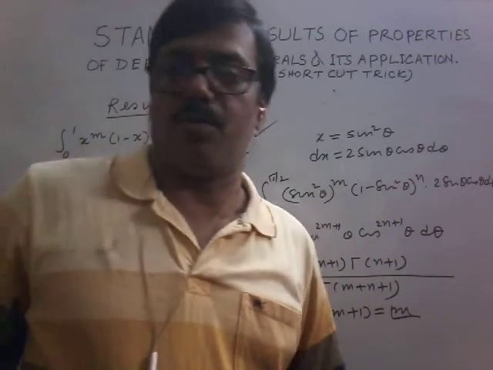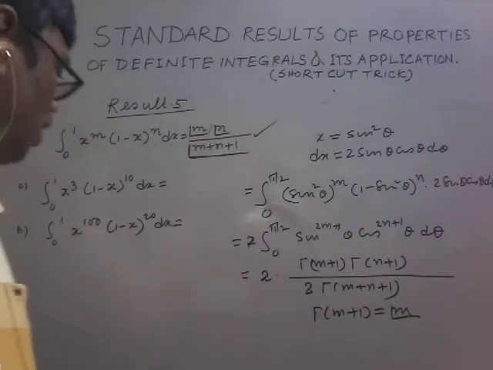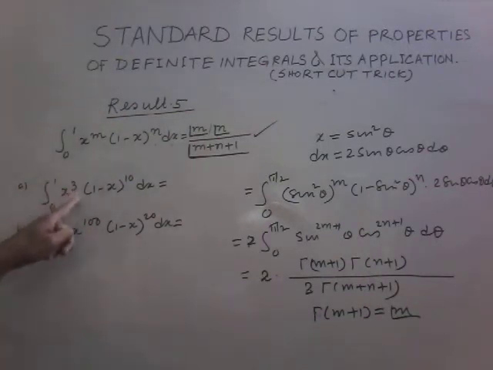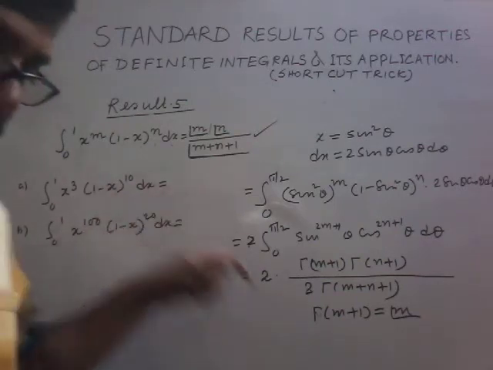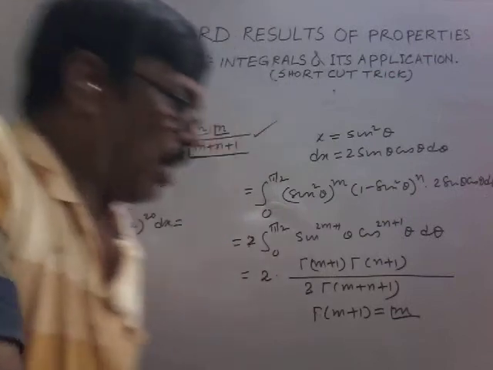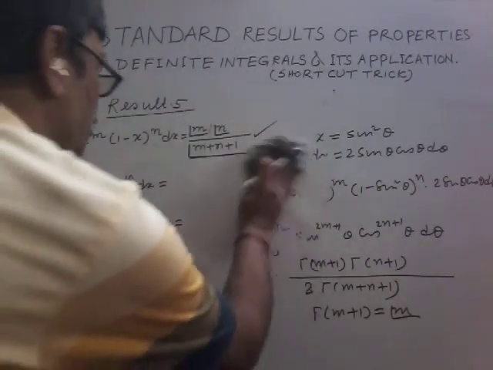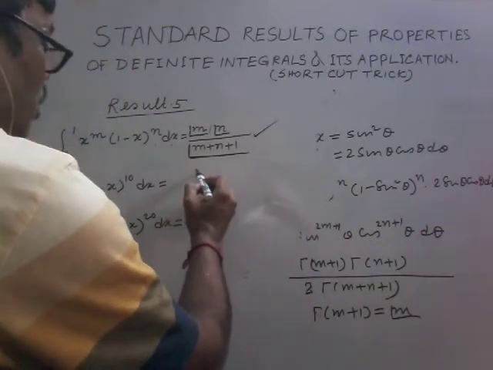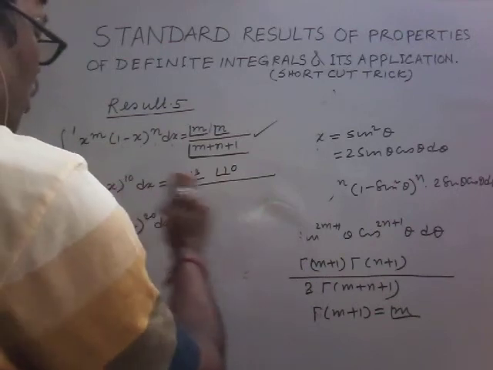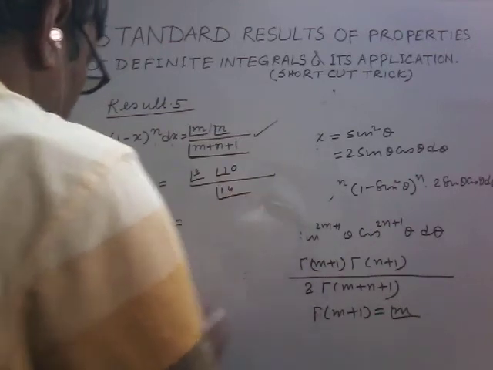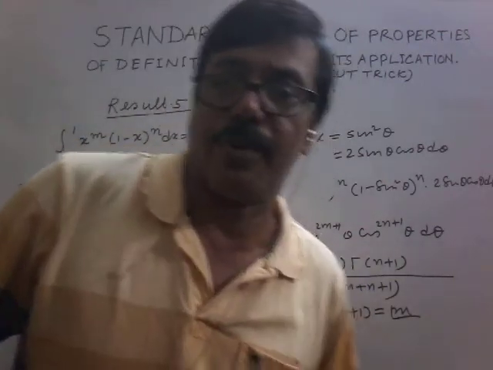Now if we use this result, what is our problem number 1? x cube into (1 minus x) whole to the power 10 dx. So what is the value? The value is factorial 3 into factorial 10 by factorial 14, that is 3 plus 10 plus 1. Similarly, you can solve these problems.